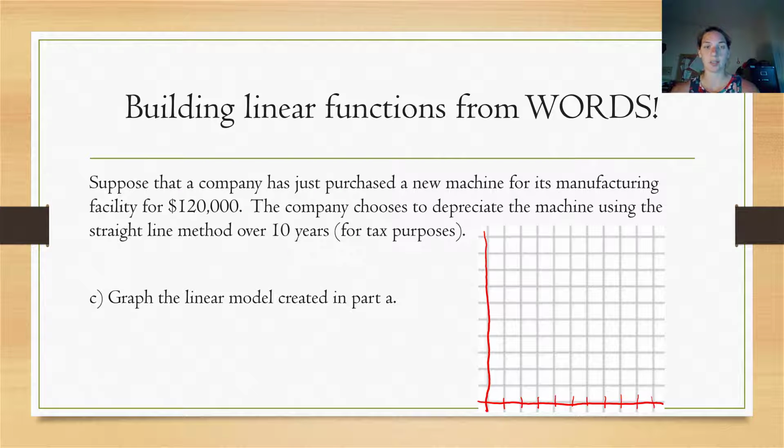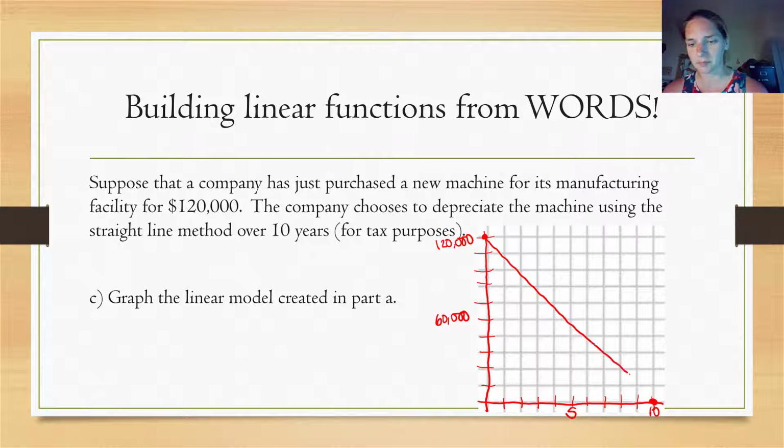Oh, good. I have 10 hash marks. Okay. So 120,000, and these will go down by 12,000 each time, so that this is 60,000, and this is going to be 10, and here's 5, and it's going to go straight down. There we go. I've graphed it.